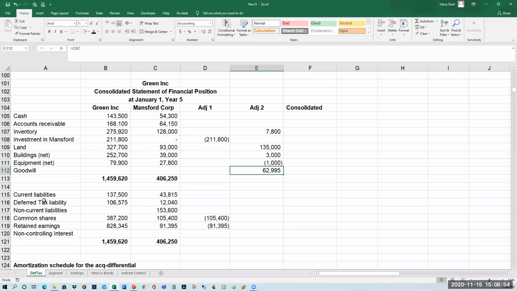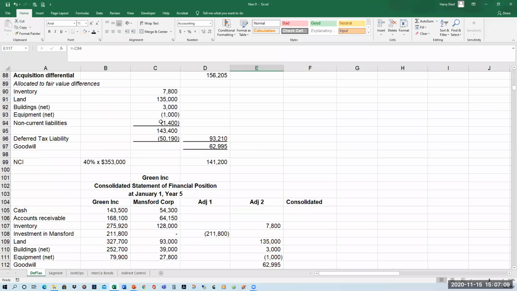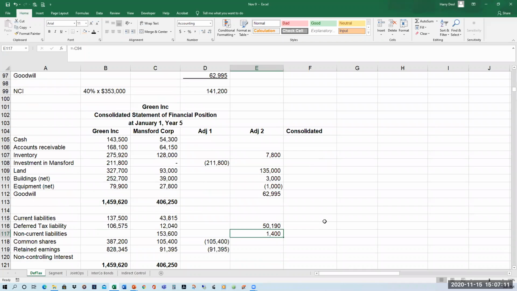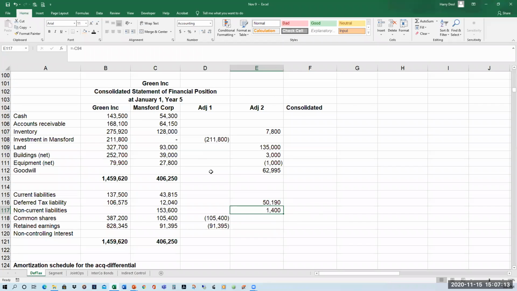No fair value differences as far as the current liabilities are concerned, but we need an extra deferred tax liability, 50,190, and non-current liabilities, we should add $1,400 because of the credit adjustment for that. So these will be the adjustments made.